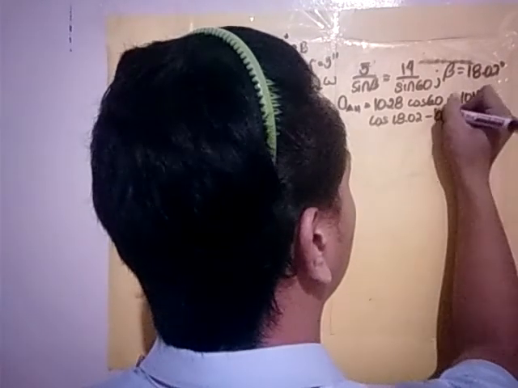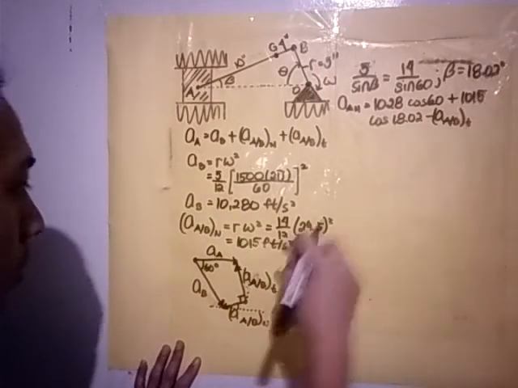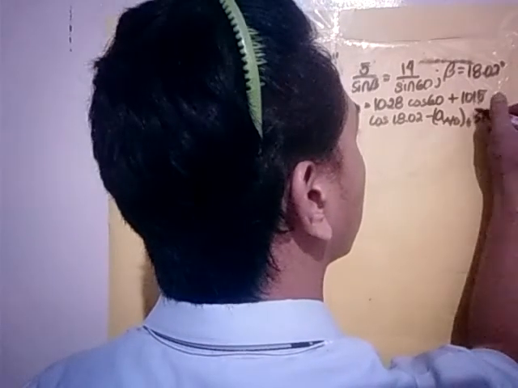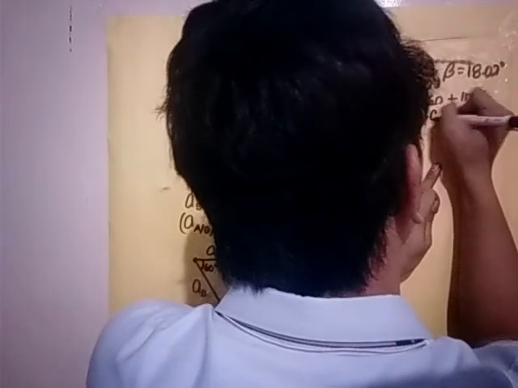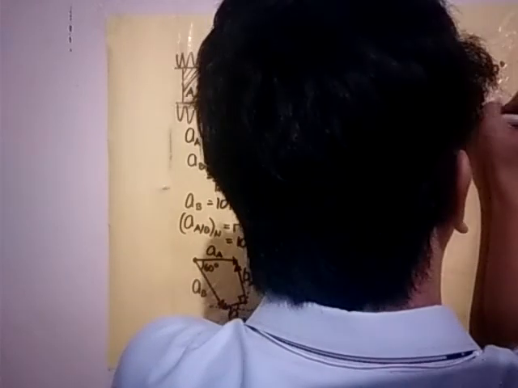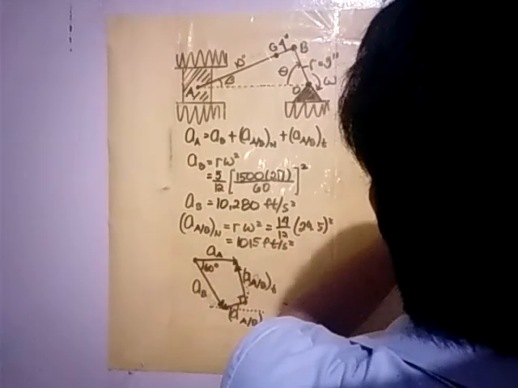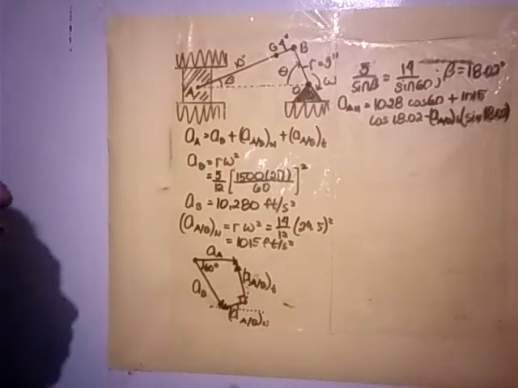We don't have a value for our tangential yet. So this is horizontal. So sine divided by sine, minus A AB tangential divided by sine 18.02 degrees. So that's how we solve for our horizontal component of A.